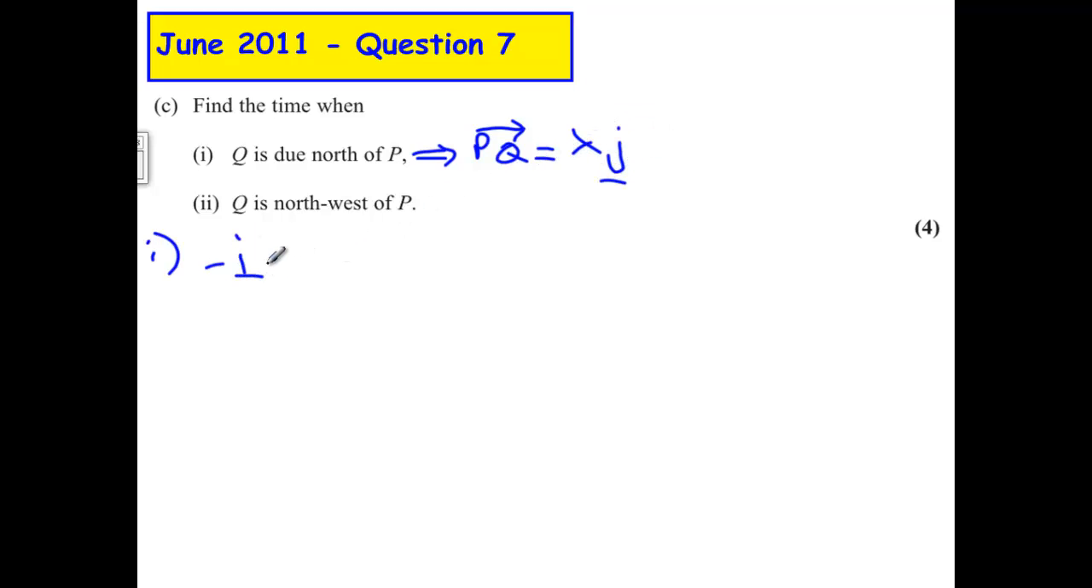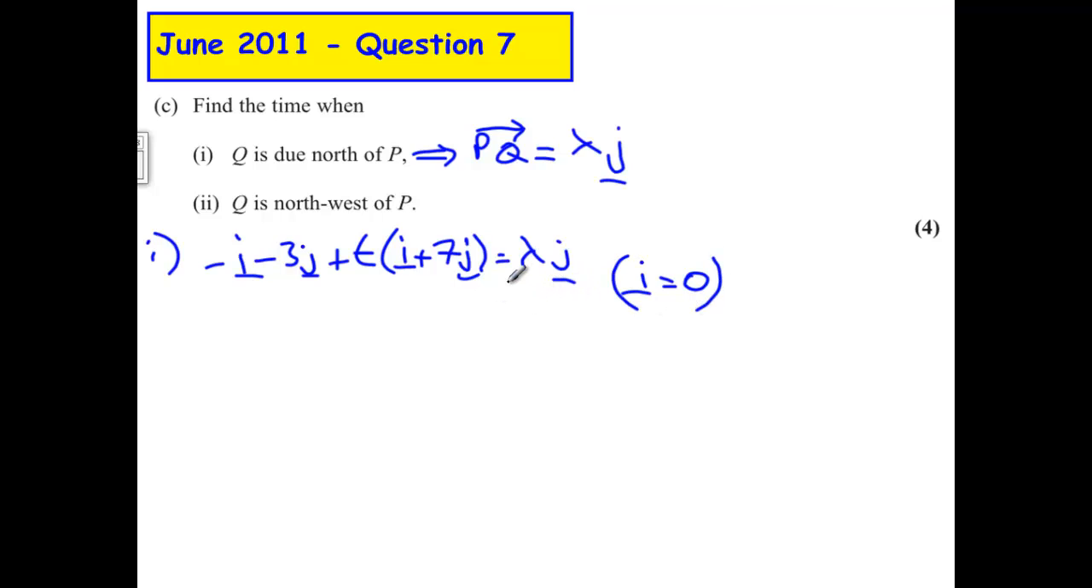So if I do that, I will get minus i minus 3j plus t times (i plus 7j) is equal to lambda j. And remember, this is basically saying that the i component of the vector must be equal to 0. So what I can do in this case is, because I know that the i component is equal to 0, then this minus i plus ti must cancel out, it must disappear.